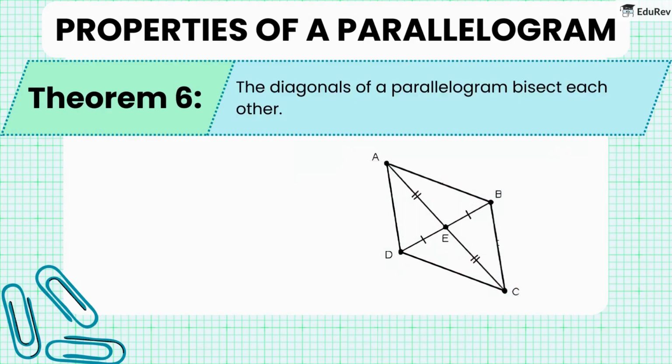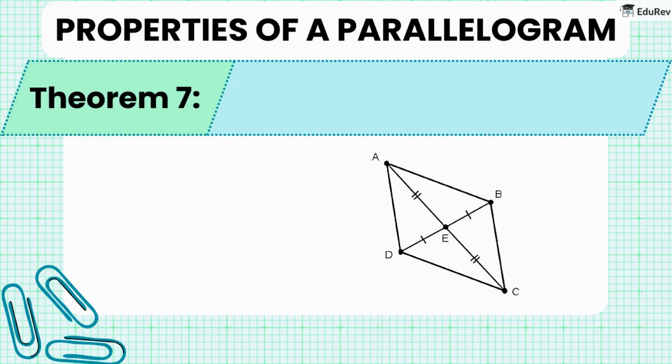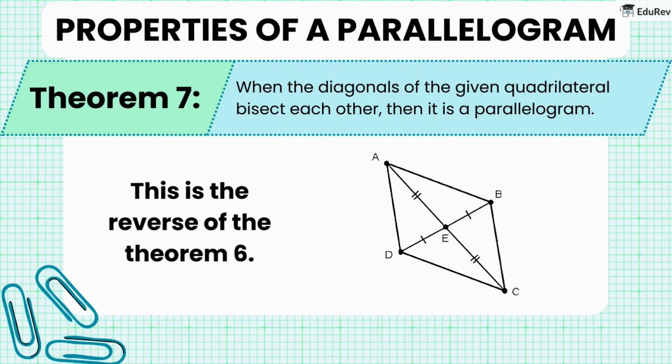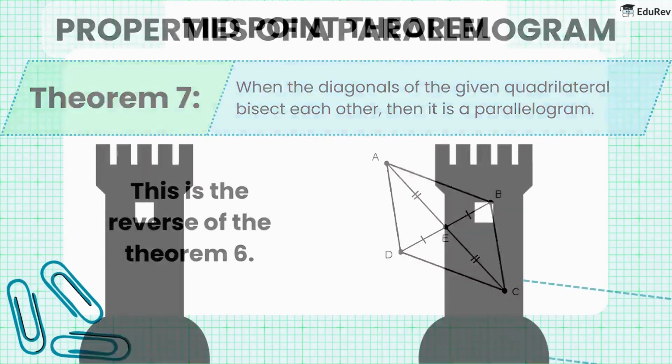Theorem 6. The diagonals of a parallelogram bisect each other. DE is equal to EB and AE is equal to EC. Theorem 7. When the diagonals of the given quadrilateral bisect each other, then it is a parallelogram. This is the reverse of Theorem 6.